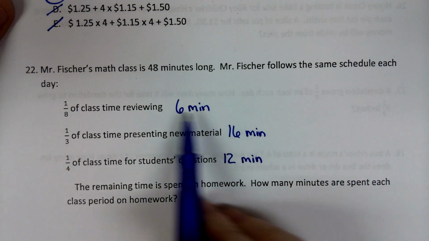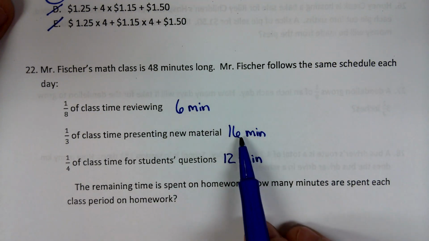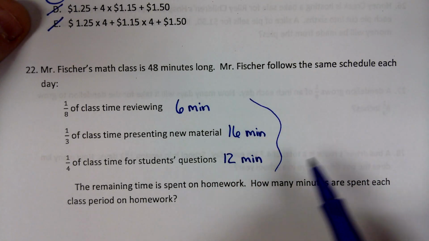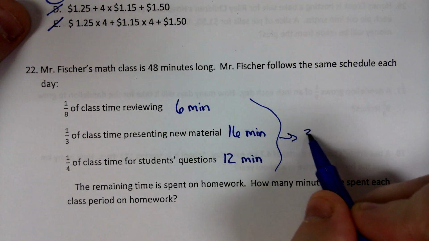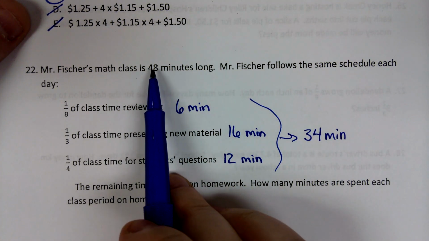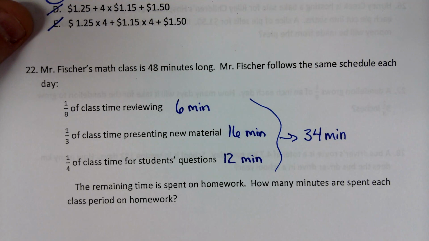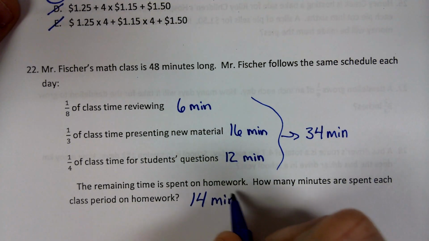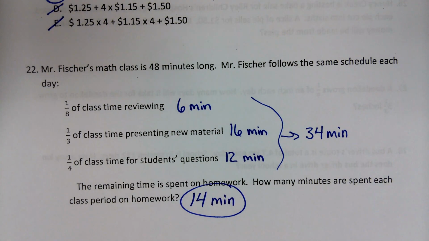And then when I go through and combine these, 6 plus 16 is 22. Plus the 12, all of this works out to 34 minutes. And so if the total class is 48, then the homework is all of the time remaining, 14 minutes remaining. And that's our answer for number 22.